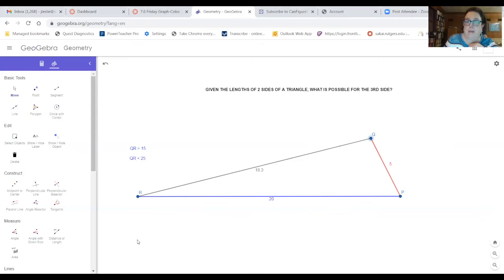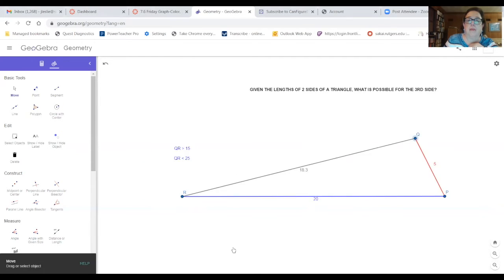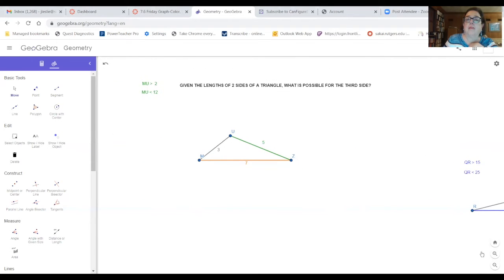Let's look at another example. Okay, so now we have sides that are closer together. We have a fixed orange side that's 7 and a fixed green side that's 5. And we want to know, how big can MU be? This is triangle ZMU. So how far away can U be from M? I can pull it as far away as possible.